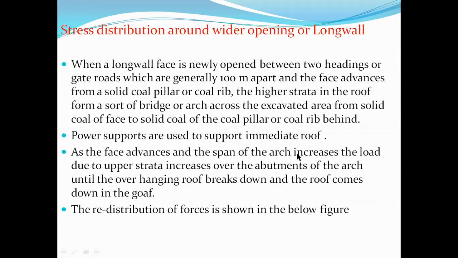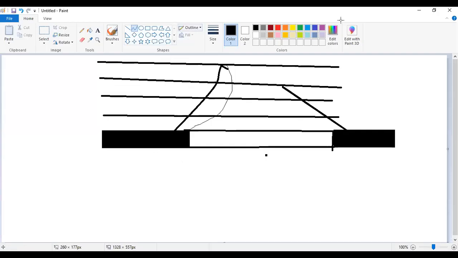The power supports are used to support the immediate roof. In case of longwall mining, power supports are used. As the face advances and the span of the arch increases, the load due to upper strata increases over the abutments of the arch until the overhanging roof breaks. What exactly is the overhanging roof? Overhanging roof is nothing but this portion.